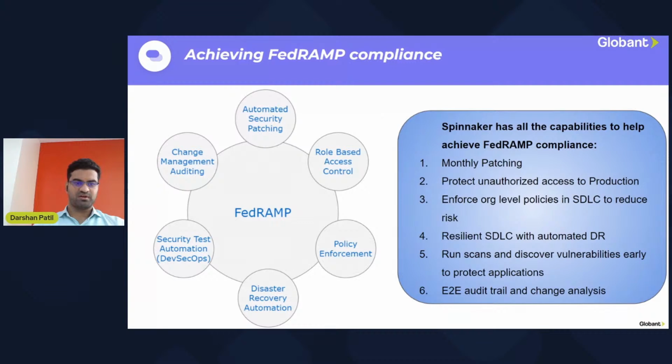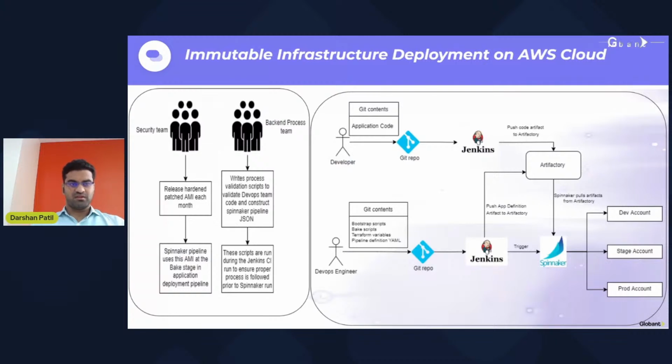So we'll talk more about what should be our pipeline for the FedRAMP. Yeah, so now immutable infrastructure deployment on AWS Cloud. How can we have immutable infrastructure deployments?